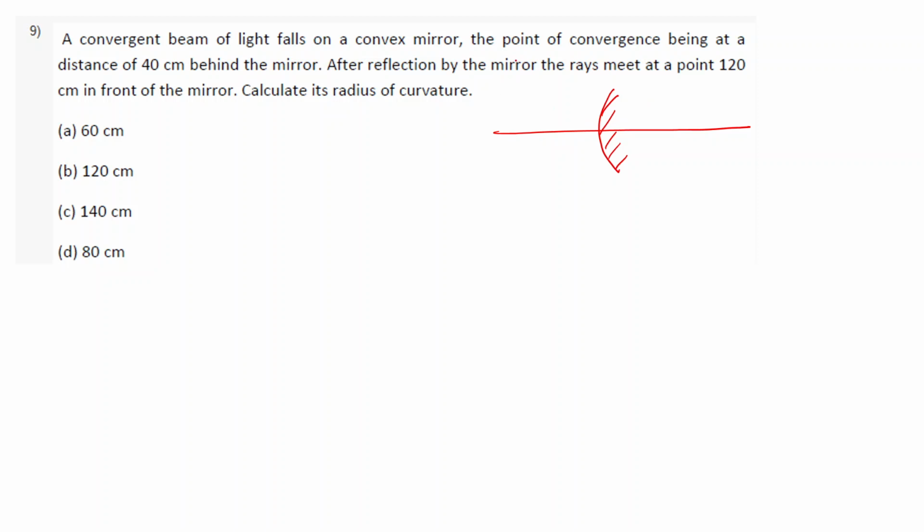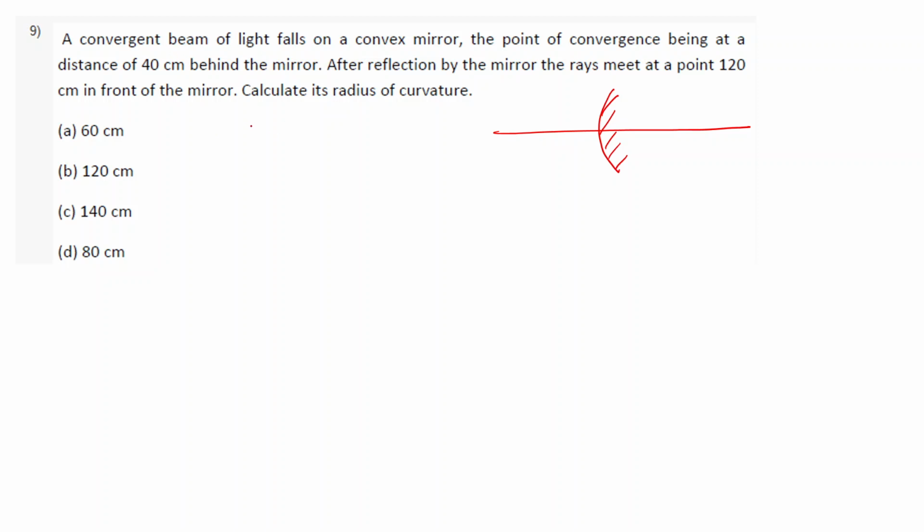A convergent beam of light falls on a convex mirror. The point of convergence is at a distance of 40 centimeter behind the mirror. After reflection by the mirror, the rays meet at a point 120 centimeter in front of the mirror. Calculate its radius of curvature. So first we need to understand this question after breaking it into small phrases.